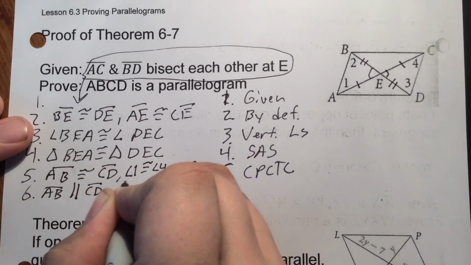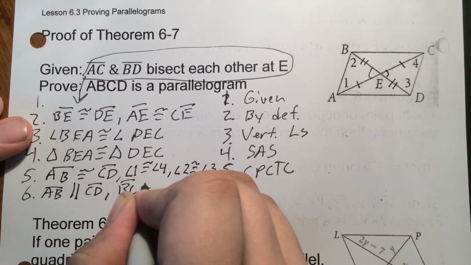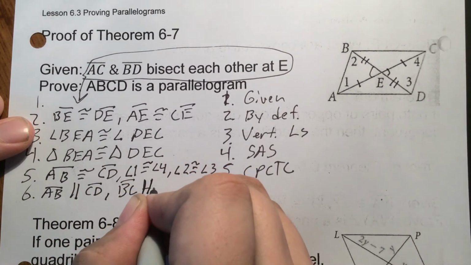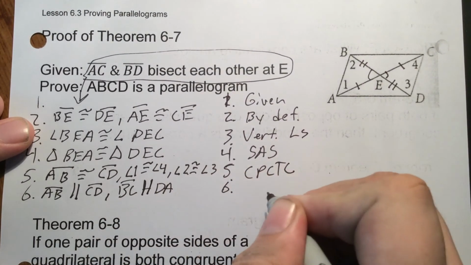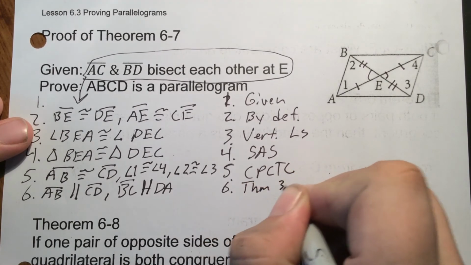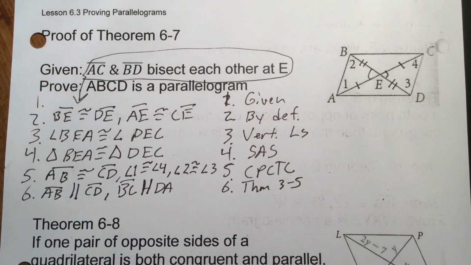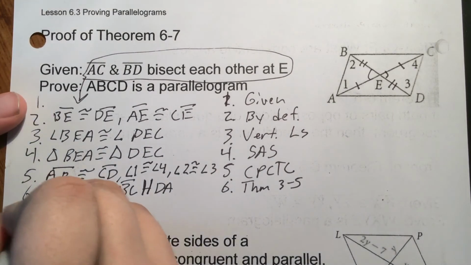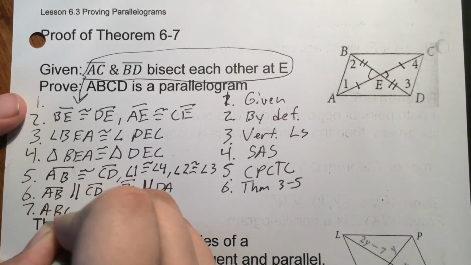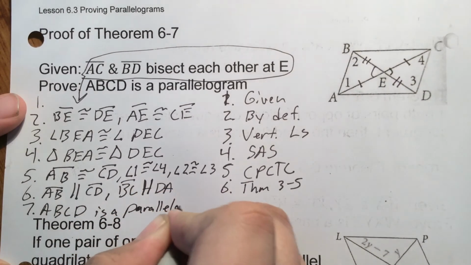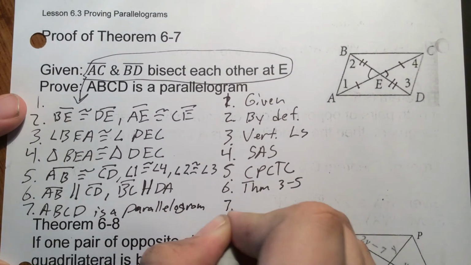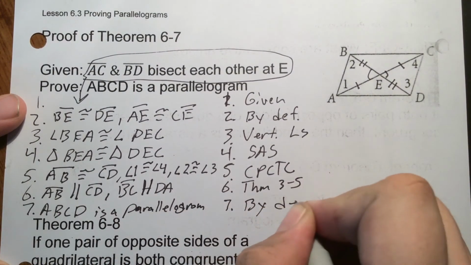We also know that BC is going to be parallel to DA. And again, that's by that theorem 3.5. So alternate interior angles. If we know they're congruent, then we know the sides are parallel. Theorem 3.5. So by 7 then, ABCD is a parallelogram. And a reason? By definition.